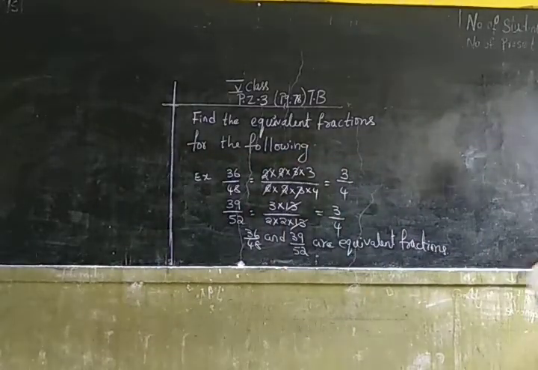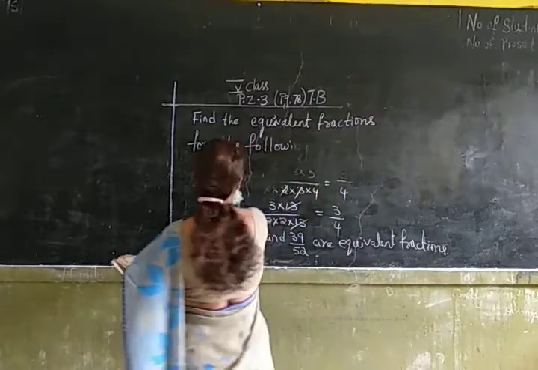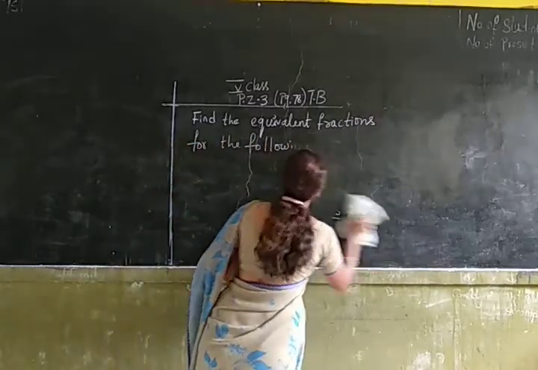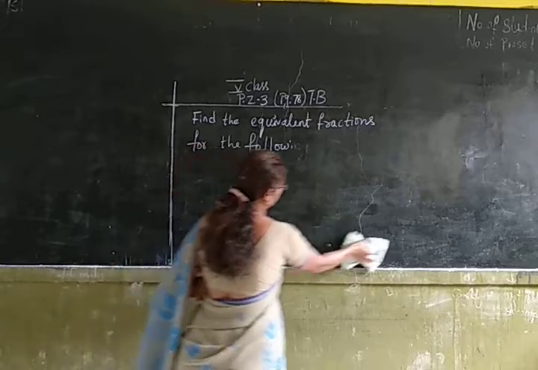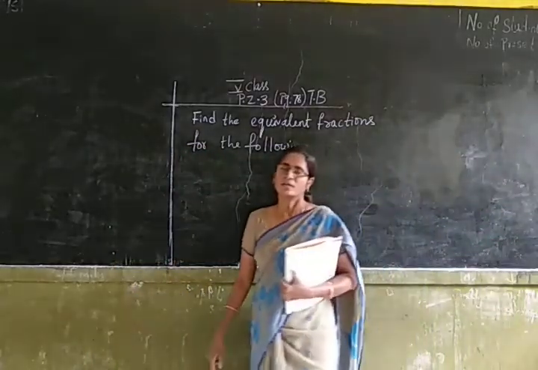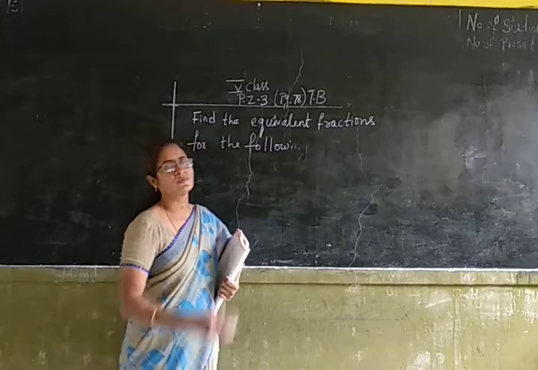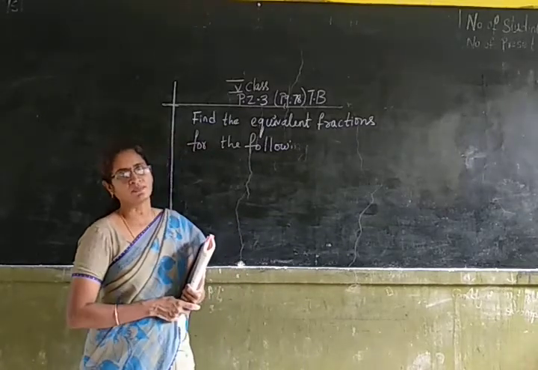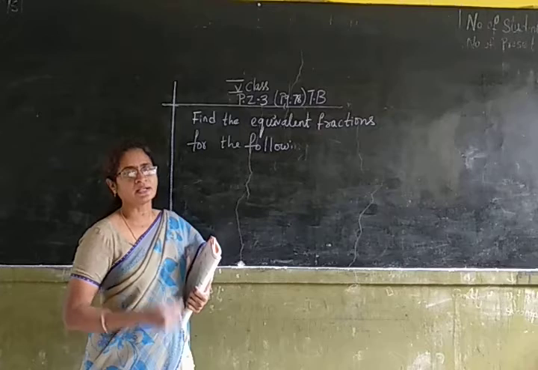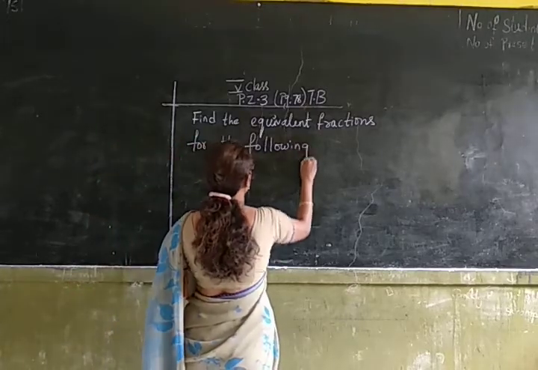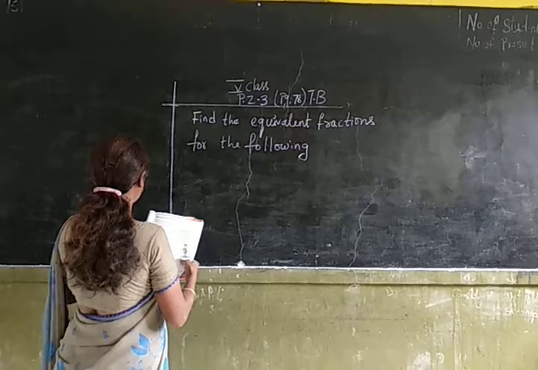Now let us do the A question in the practice zone 3. So now you understand what equivalent fractions are. Equivalent fractions can be written by multiplying the numerator and denominator with the same number.